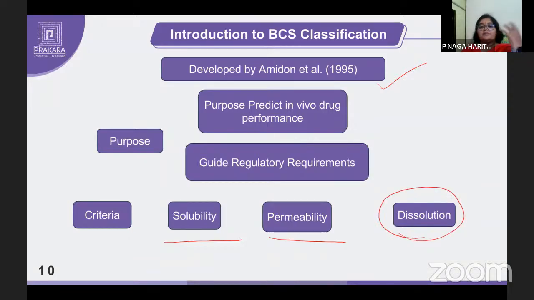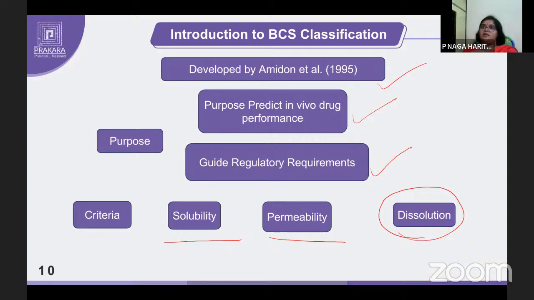And the main purpose here is to predict the in vivo drug performance and also to guide the regulatory requirements. So why does this BCS matter? Why do we have to go for this BCS type of drug classification? Because it is a very valuable tool for drug developers to identify formulation challenges at a very early stage. And also it guides regulatory decisions, including granting bio waivers.